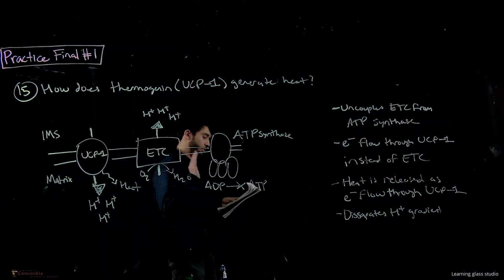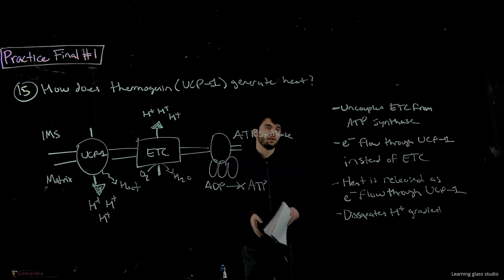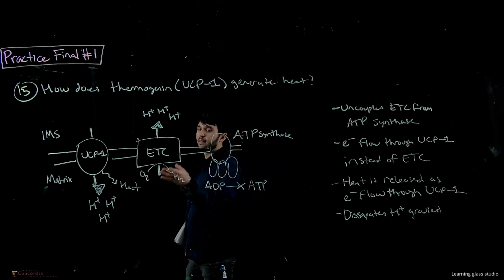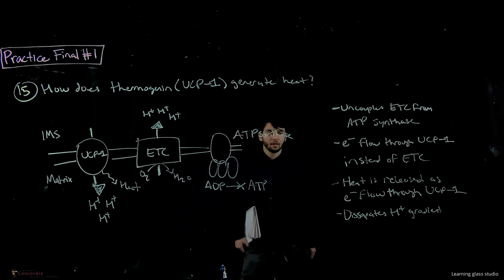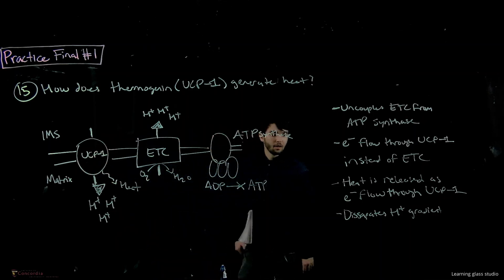Question 15, almost done. How does thermogenin, or UCP1, generate heat? So UCP1 acts as an uncoupler. So this is going to uncouple the electron transport chain from ATP synthase. So essentially, electrons are going to flow through UCP1 instead of through the electron transport chain. And when they flow through UCP1, that is what generates heat, okay? So the electrons are going to go through UCP1, and that will release heat, okay?